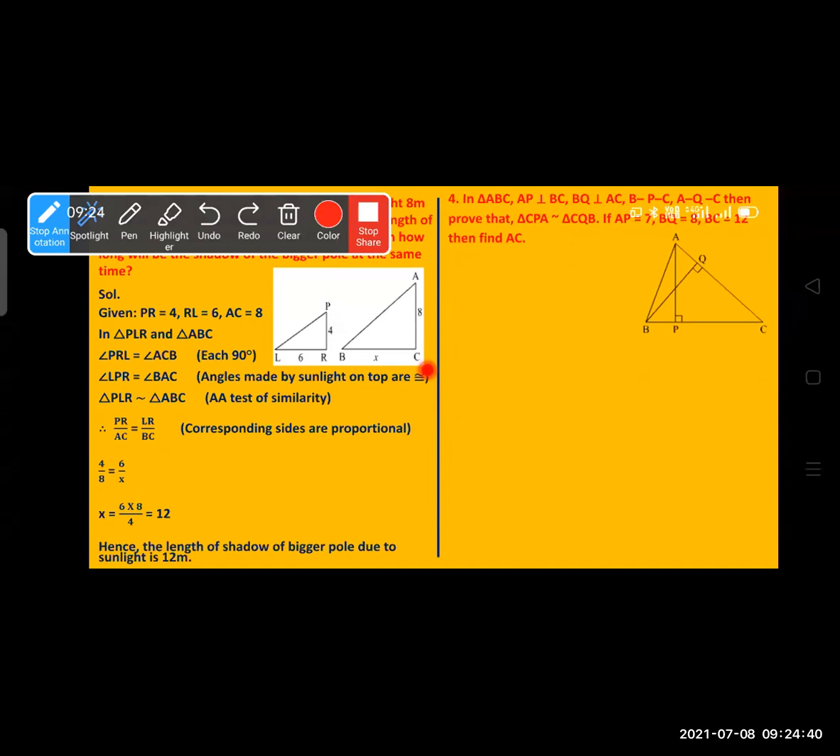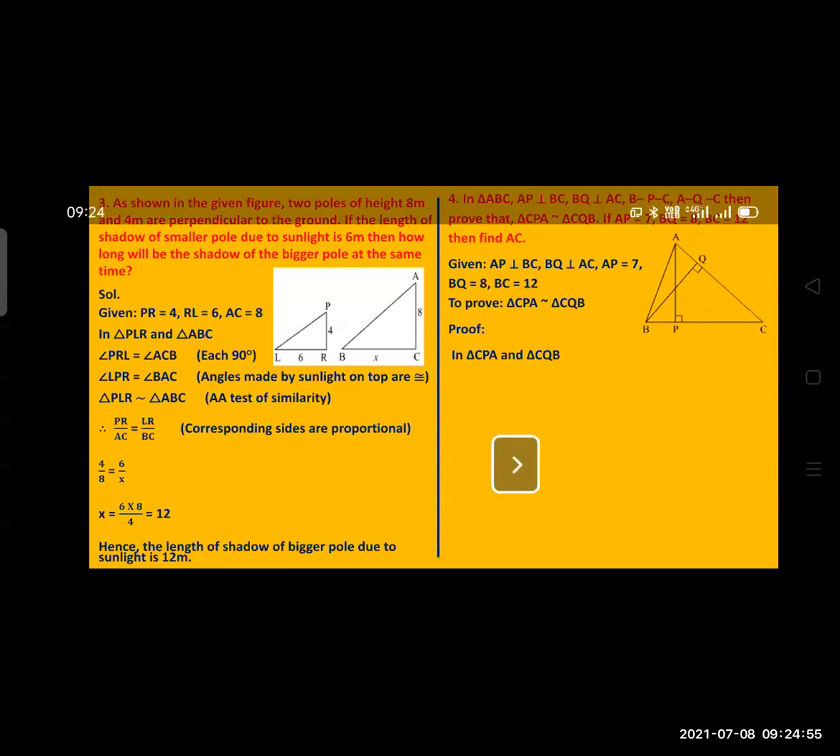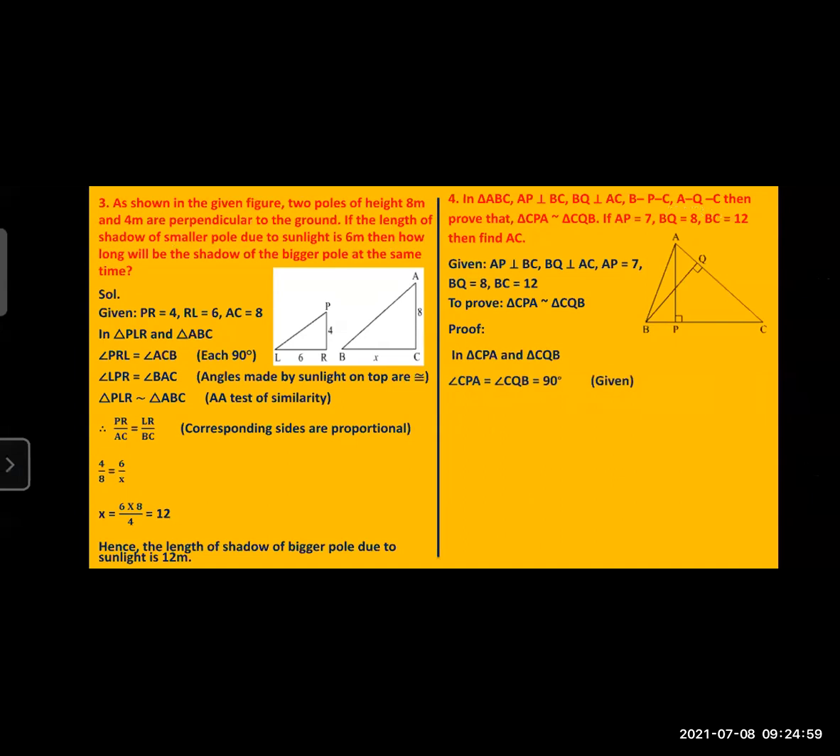4 2s are 8, and then 6 2s are 12. So here we get, hence the length of the shadow of the bigger pole due to sunlight is equal to 12 meters. Okay. So this question is very simple. First you check the given condition, and from the given condition you can easily find the length of the shadow of the bigger pole due to the sunlight.